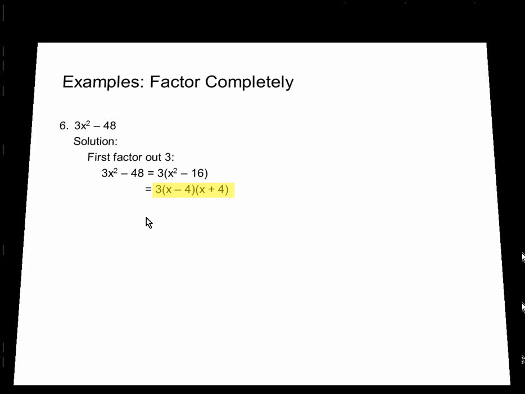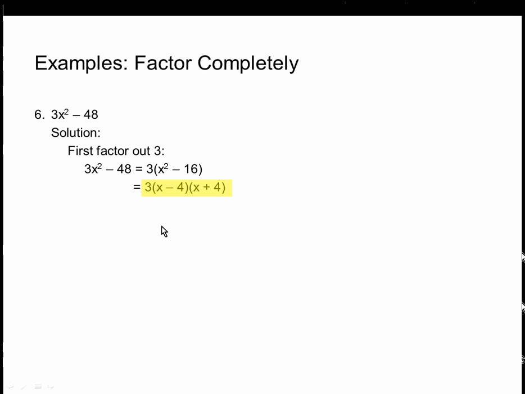Number 6, I have 3x squared minus 48. Let's see, 48 can be divided by 3. So first let's factor out the 3. Divide 48 by 3, put the 3 in front, and I'm left with x squared minus 16. 16 is a perfect square. I do have a minus. So don't lose the 3, it goes in front. So 3 times x plus 4, x minus 4. Remember, the order is numbers, monomials, binomials, and then trinomials.